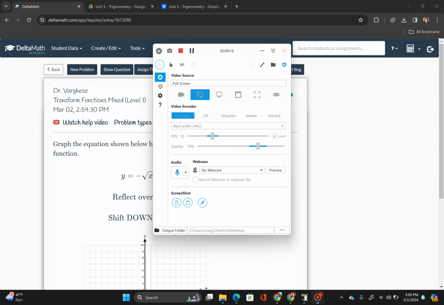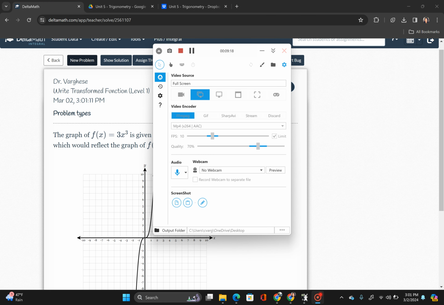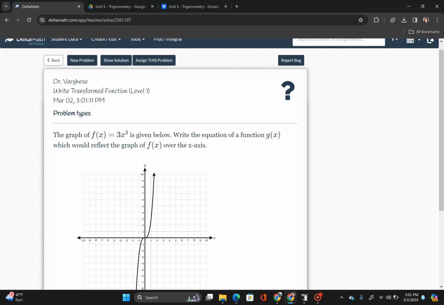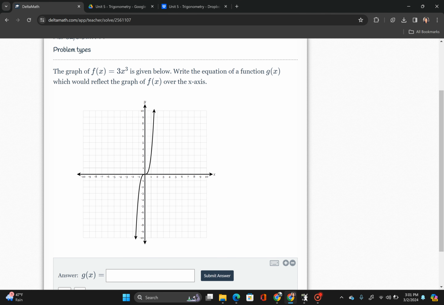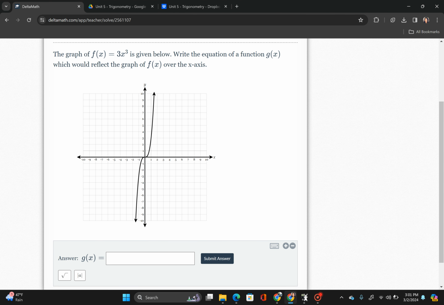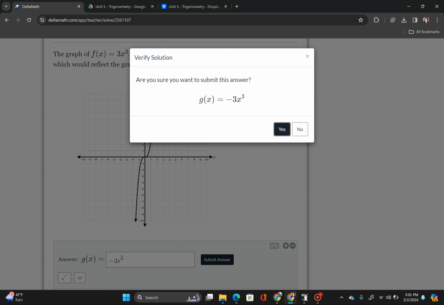Okay, so the next one is writing transformed functions level 1. So this is getting reflected over the x-axis, which means that it's going to have a negative sign in front of whatever the function is, which the parent function is 3x to the third. So I'm just going to write 3x to the third, and there should just be a negative because it's just getting reflected over the x. Okay, let's do one more.